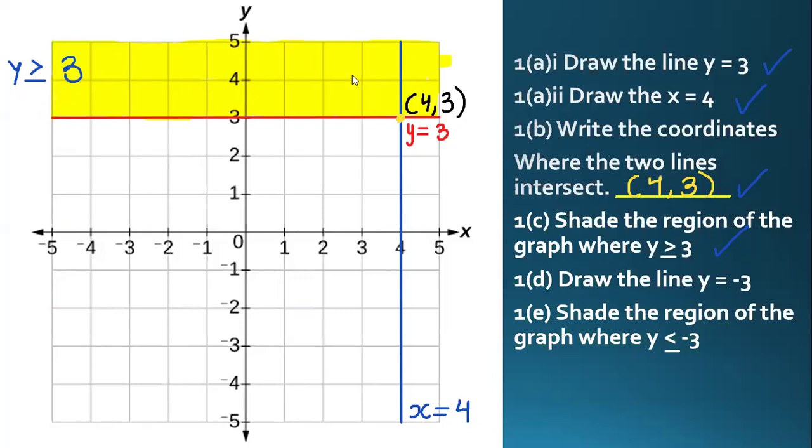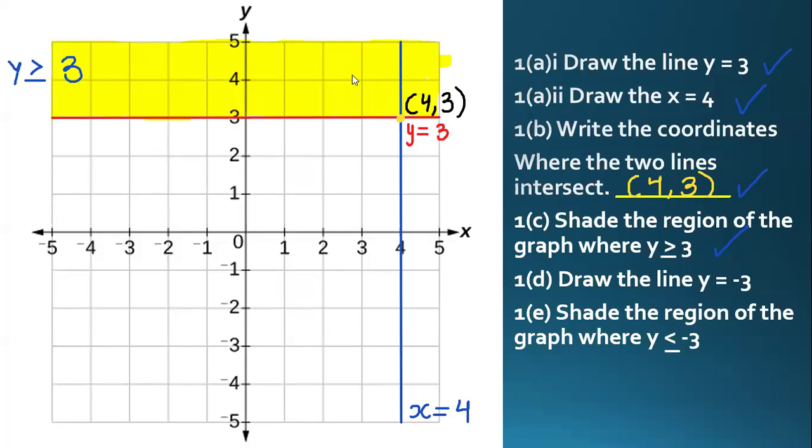What does D say? Draw the line y is equal to -3. Is that a vertical line or a horizontal line? Horizontal. Vertical line or horizontal line? Horizontal. Remember it says y is equal to -3.